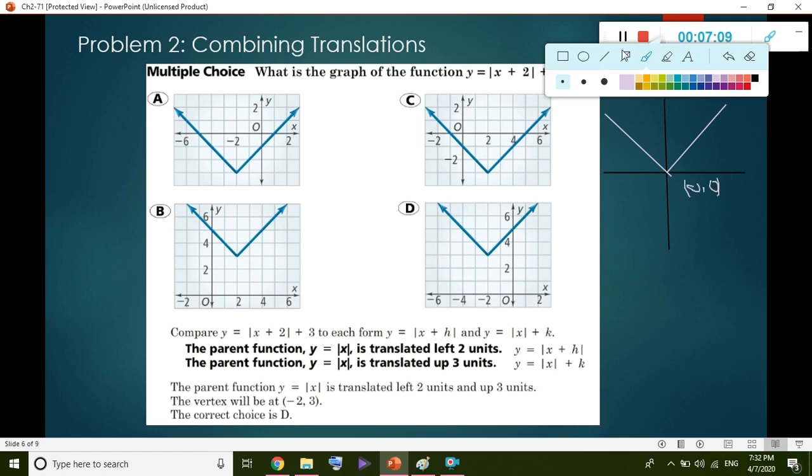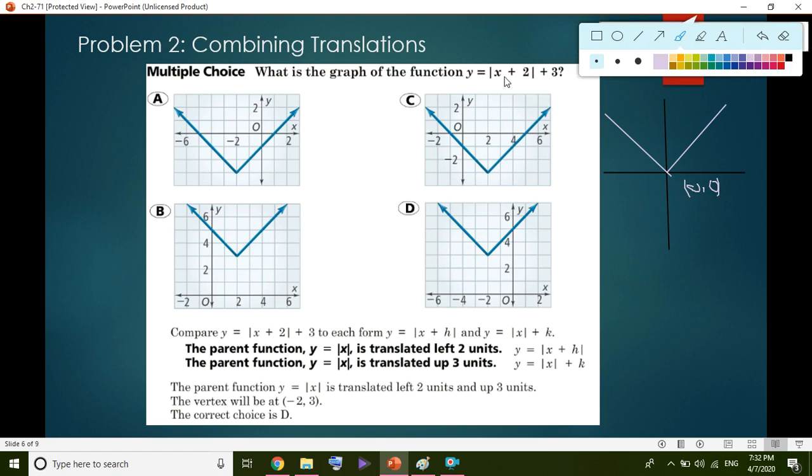Now they're asking what the function is when x plus 2 is inside the absolute value, then plus 3. The first thing we have to know is that when we have addition or subtraction inside the absolute value, the translation is horizontal. If we add 2, we're going to move 2 units to the left, so the vertex goes to negative 2.